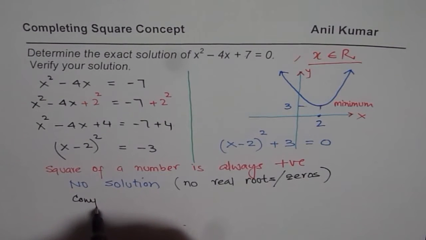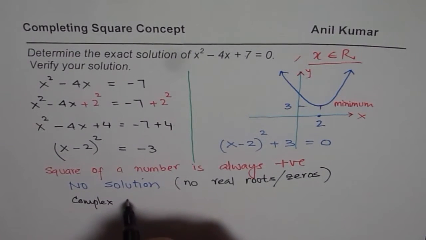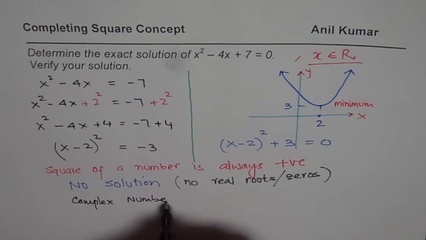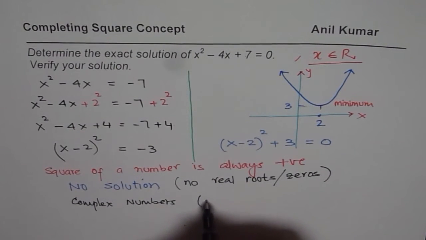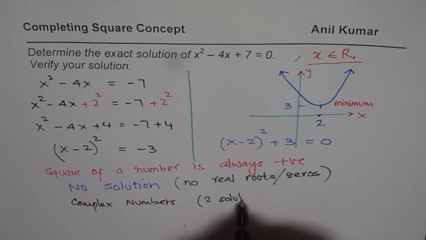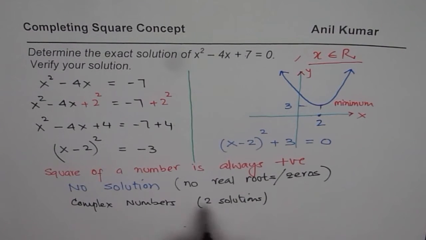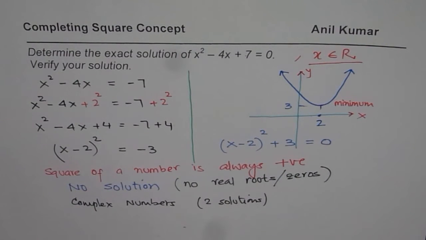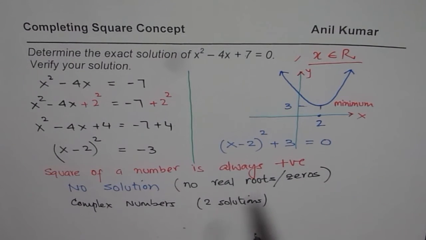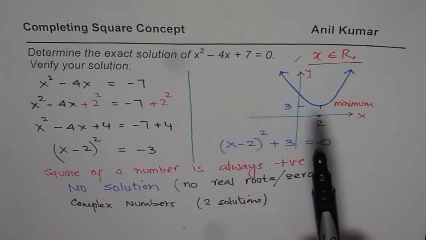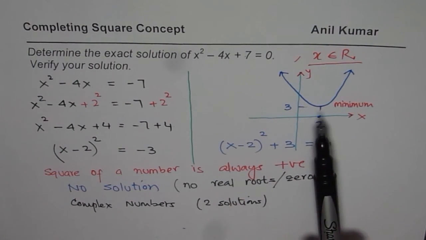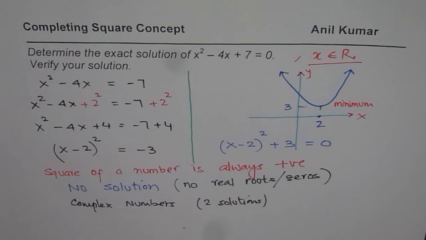Once you learn complex numbers, we will have solutions for this. In complex numbers, we will have two solutions, which we'll not consider now. For complex numbers, you can look into my other set of videos, which is specifically for complex numbers. I hope that helps you to understand that quadratic equations may have two solutions, one solution, or no solution. Thank you and all the best.